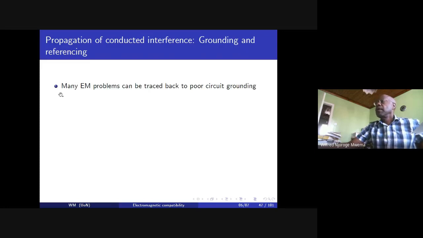So how do we ground and how do we reference a given value?